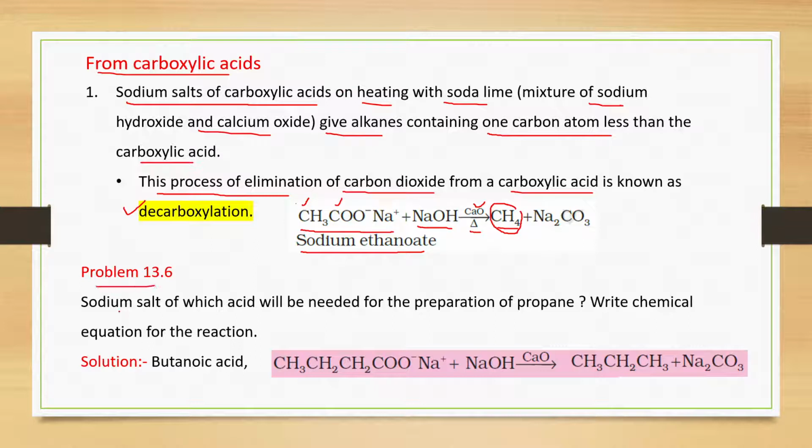प्रॉब्लम 13.6. Sodium salt of which acid will be needed for preparation of propane. Write chemical equations for the reaction. We discussed कि जो एल्केन बनता है उसके अंदर एक कार्बन एटम कम हो जाता है. यानी कि यदि आपको प्रोपेन बनाना है तो जो भी आप इसके लिए कार्बोक्सिलिक एसिड लेंगे उसके अंदर एक कार्बन एटम ज्यादा होना चाहिए. यानी कि ब्यूटेन से कार्बोक्सिलिक एसिड जो बनेगा ब्यूटेनोइक एसिड, और उसका सोडियम साल्ट लेंगे तो सोडियम ब्यूटेनोइट. तो आपका आंसर हो जाएगा sodium salt of which acid? Answer is sodium salt of butanoic acid.